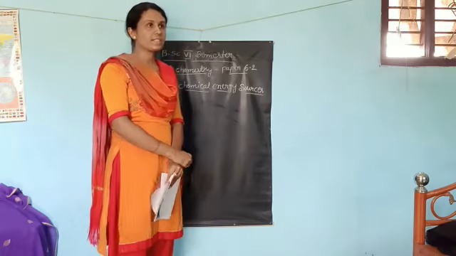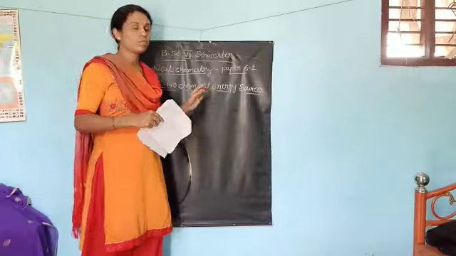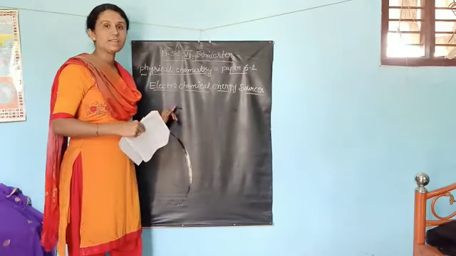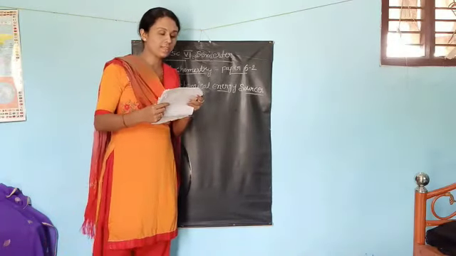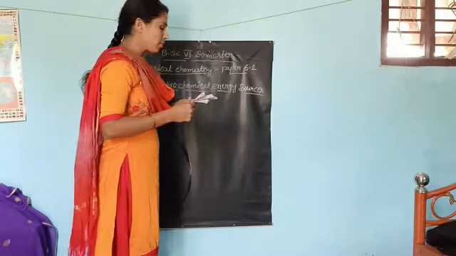In the previous classes we discussed electrochemical sources of energy, namely the primary cell, secondary cell and dry cell. So today in this class we will discuss the nickel cadmium accumulator.